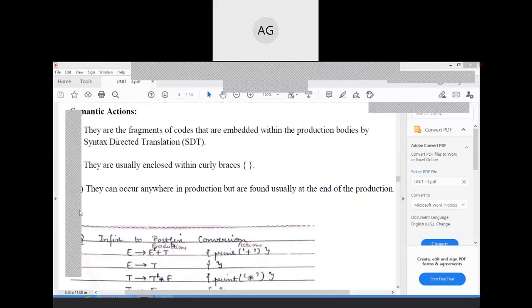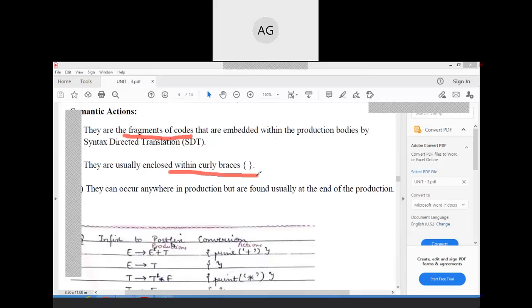Now there are certain points related to the semantic action. They are the fragments of code that are embedded within the production bodies by the syntax directed definitions. They are usually enclosed within curly braces. They can occur anywhere in the production but are usually found at the end of the production. Just remember these points, and we are going to discuss some numericals which are based on this.